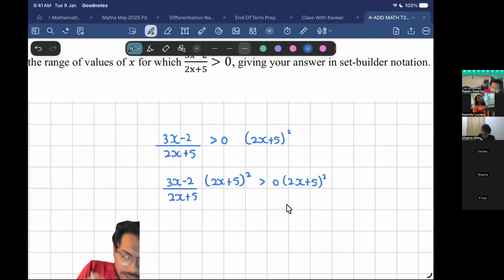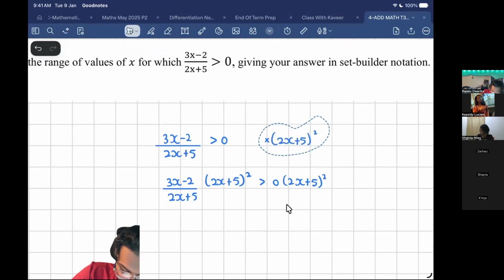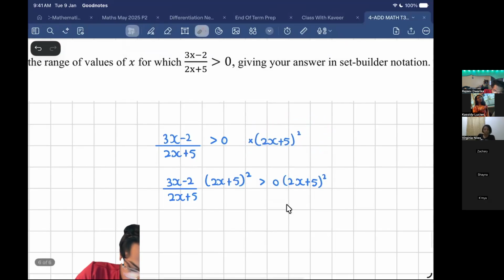Good. So Kamaya, I know what you're thinking. You're wondering, why are you multiplying by (2x + 5)^2? Why are you doing that? You're probably saying, you could have just multiplied by 2x + 5. And that's what you're thinking?